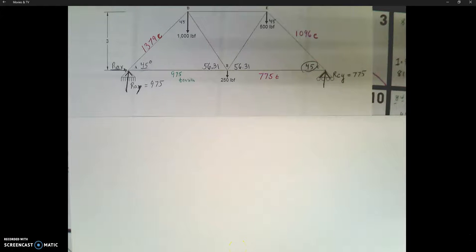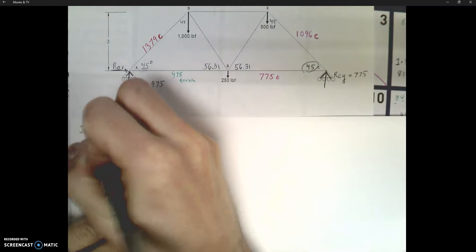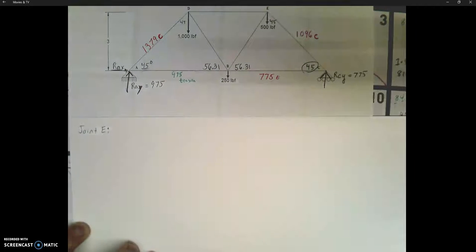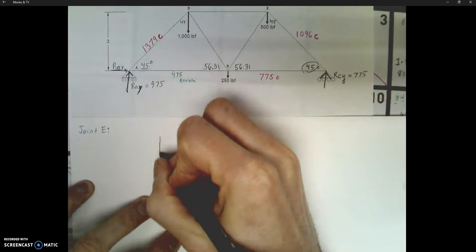Okay, so next we are going to look at joint E. Kind of going in the clockwise manner there. We could do D first if we want. If you watch the D video before the E video, you'll see that we already solved for DE, but we'll solve for DE here if we need to. Oh, since we need to.